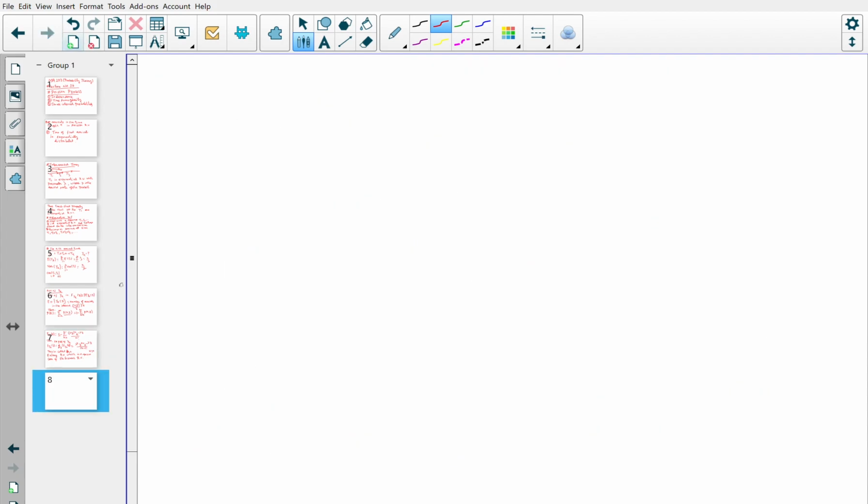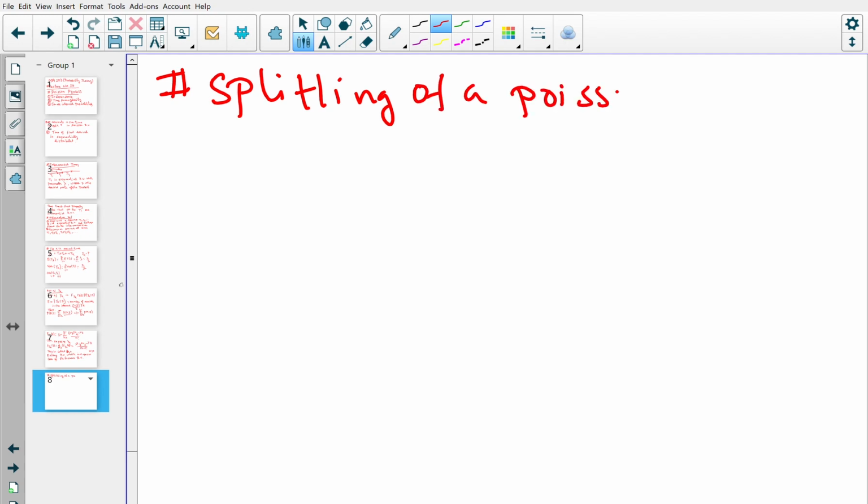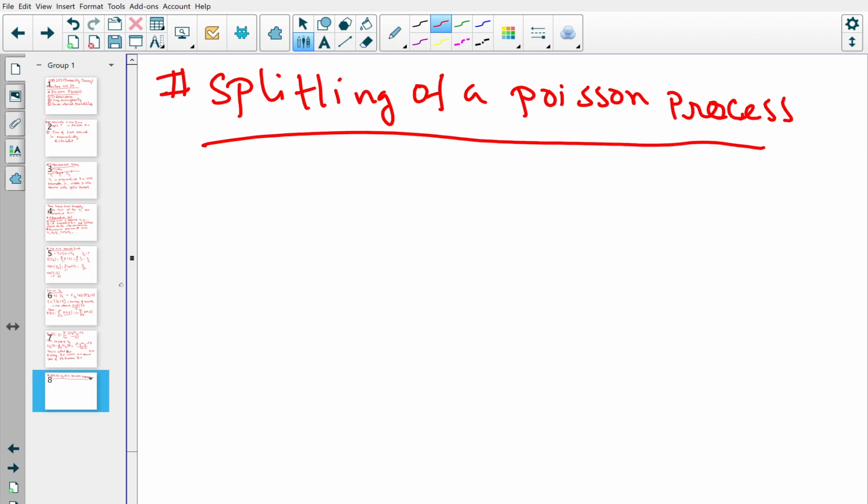Now we will learn something very interesting, similar to what we learned for the Bernoulli process. It's called splitting of a Poisson process. Okay, you recall in the Bernoulli process also we did the splitting thing. So here also we can have splitting. For example, the arrivals are coming like this. Now when arrivals are coming, you can split them this way, so that a specific type of arrival you will keep.